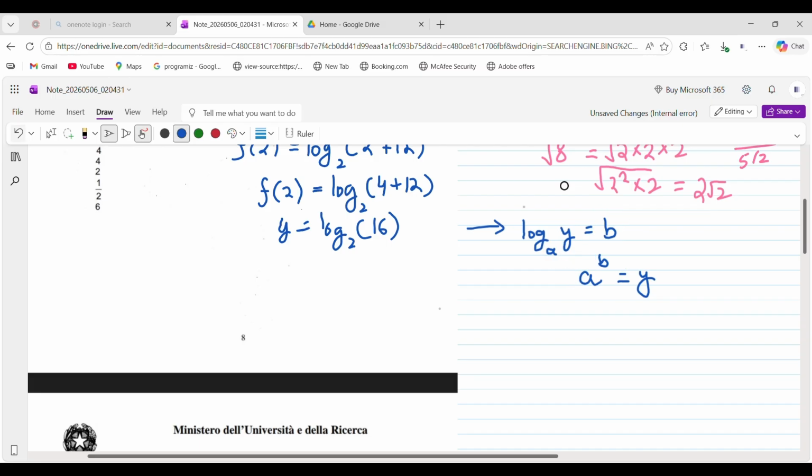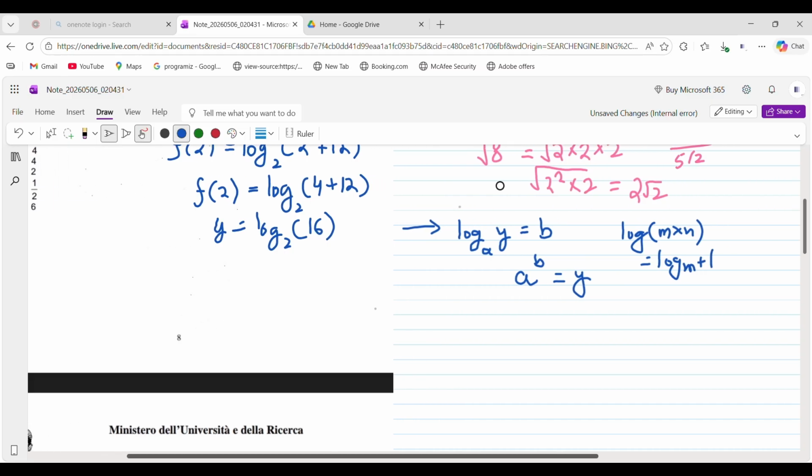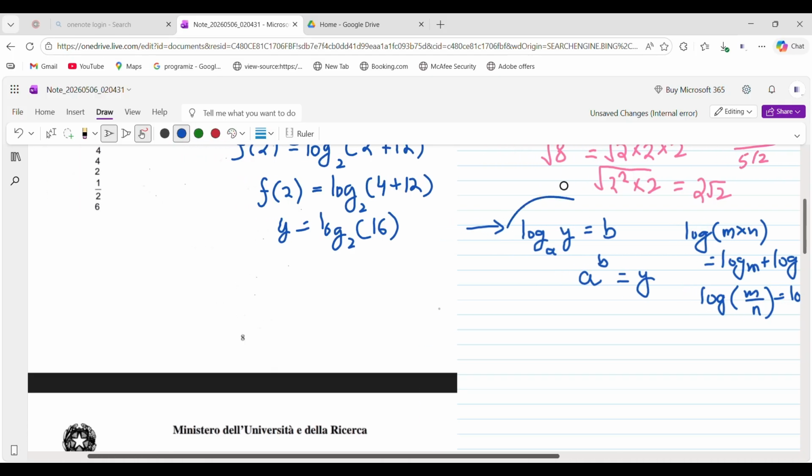For instance, you must have heard, see, log function m into n, when two functions inside the log are multiplied, you're gonna add them. So log m plus log n basically, and you must have heard about this as well. Log m by n is equal to log m minus log n. So basically these are some of the properties of the logs. Okay, so this is one of those properties. I hope this is clear.